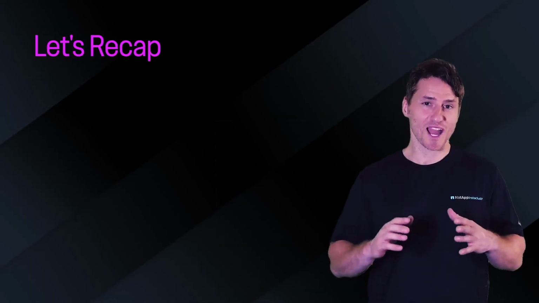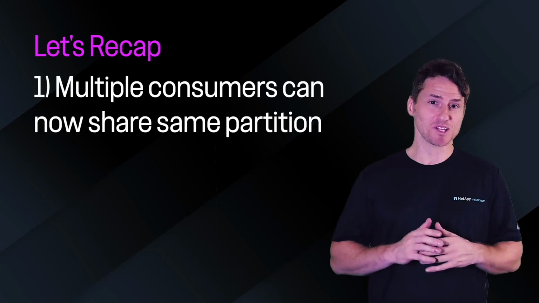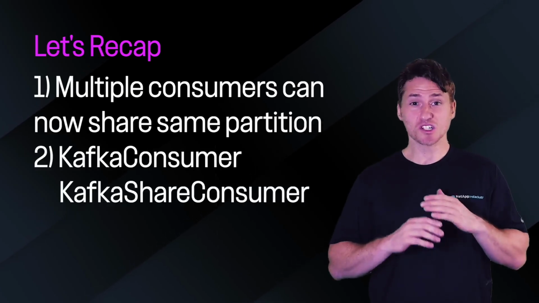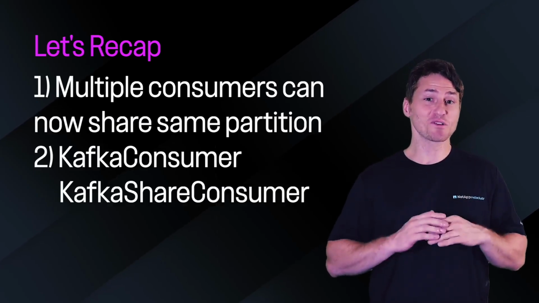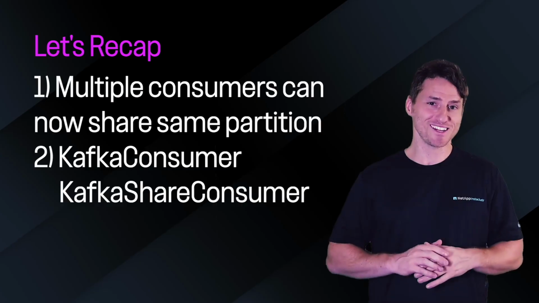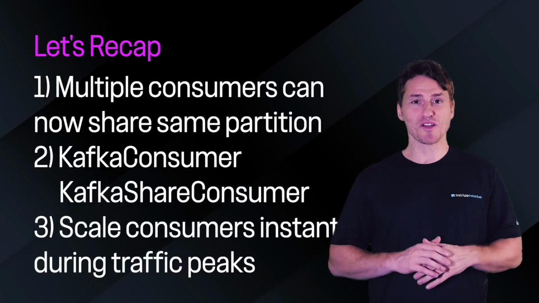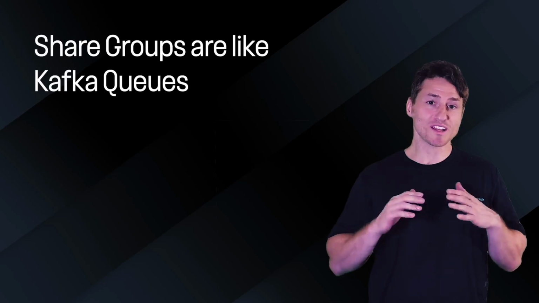So let's recap. 1, multiple consumers can now share the same partition. There's no more consumer to partition limits. 2, just swap KafkaConsumer for KafkaShareConsumer. That's literally the only code change that's needed. And 3, scale consumers instantly during traffic peaks without touching partitions or dealing with rebalancing chaos. So share groups are like Kafka queues.